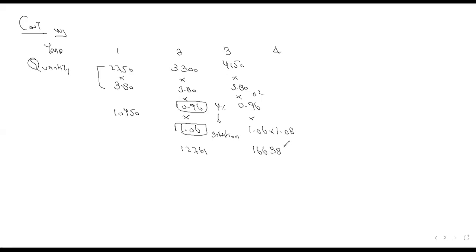So you will get 16638. Then the last units were 5350. Again you are having 3.80 and again reduce it, but as this was per year, now as this is the third year, 0.96 raised to power 3 and then 1.06, 1.08, and what was the inflation of the last year? 8%. 1.08. So you will get 22238.